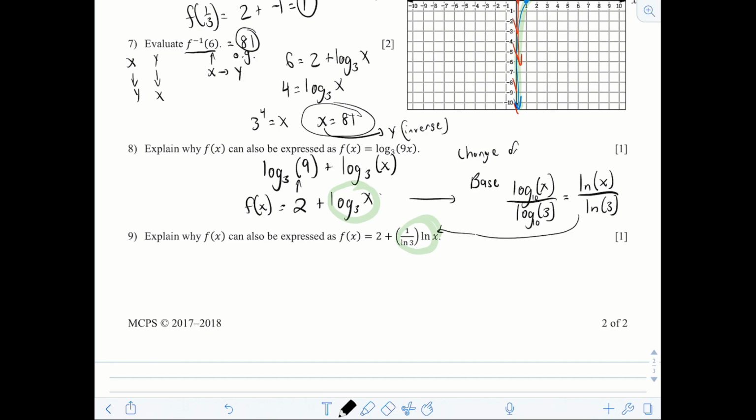And in a sense, that's what this is. This is just writing it a different way. We would just write this as 1 over ln of 3, because that's dealing with change of base, multiplied by ln of x. This piece is really that, and this piece is that. They mean the same thing. Plus 2 is equal to f of x. So that's how you can explain how those are equivalent because of the change of base formula.